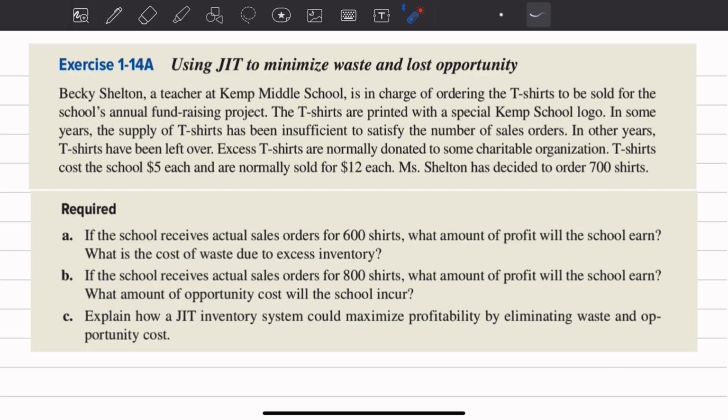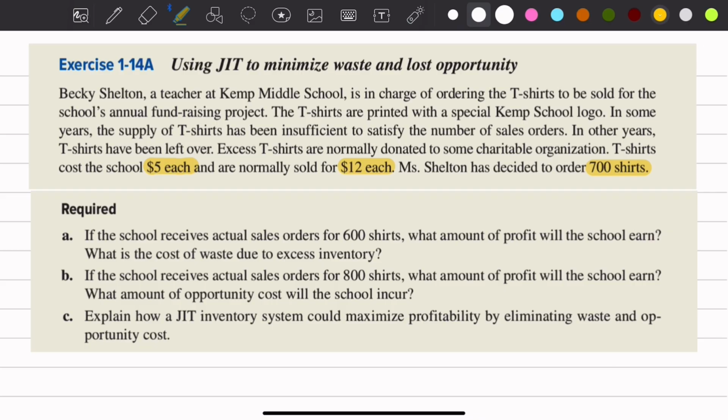It says, Becky Shelton, a teacher at Kemp Middle School, is in charge of ordering the t-shirts to be sold for the school's annual fundraising project. The t-shirts are printed with a special Kemp School logo. In some years, the supply of t-shirts has been insufficient to satisfy the number of sales orders. In other years, the t-shirts have been left over. Excess t-shirts are normally donated to some charitable organization. T-shirts cost the school $5 each. Let's highlight this part. And are normally sold for $12 each. Miss Shelton has decided to order 700 shirts. Okay? So I hope that the question is clear.